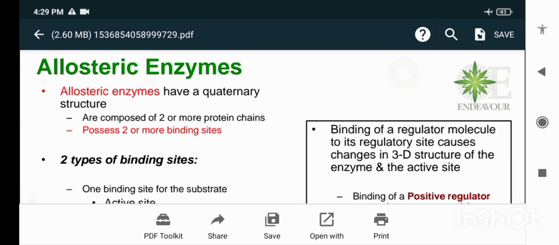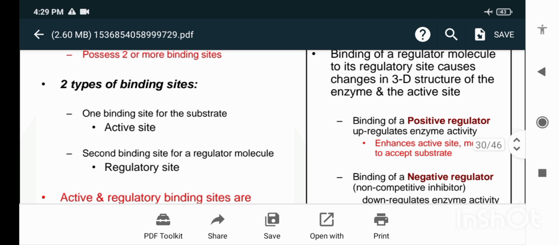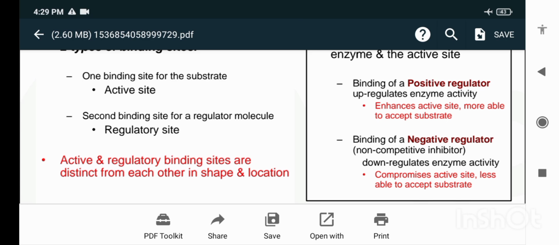Allosteric enzymes. Allosteric enzymes have a quaternary structure, are composed of two or more protein chains, and possess two or more binding sites. Two types of binding sites. One binding site for the substrate is the active site. The second binding site, for a regulator molecule, is the regulatory site.